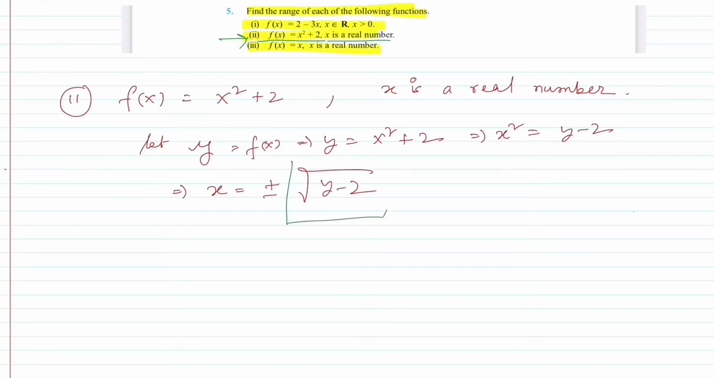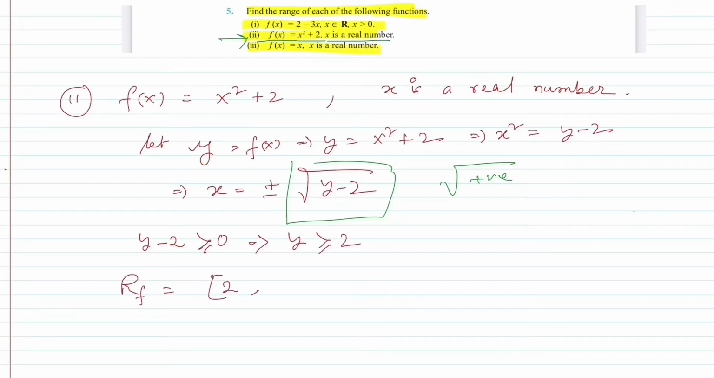Now you see, if it is root over y minus 2, then inside the root there must be a non-negative number. So that means y minus 2 must be greater than or equal to 0, either equal to 0 or greater than 0. So in that case, y must be greater than or equal to 2. So the value of y may be equal to 2 or greater than 2, that's why the range of f will be from 2 to plus infinity.